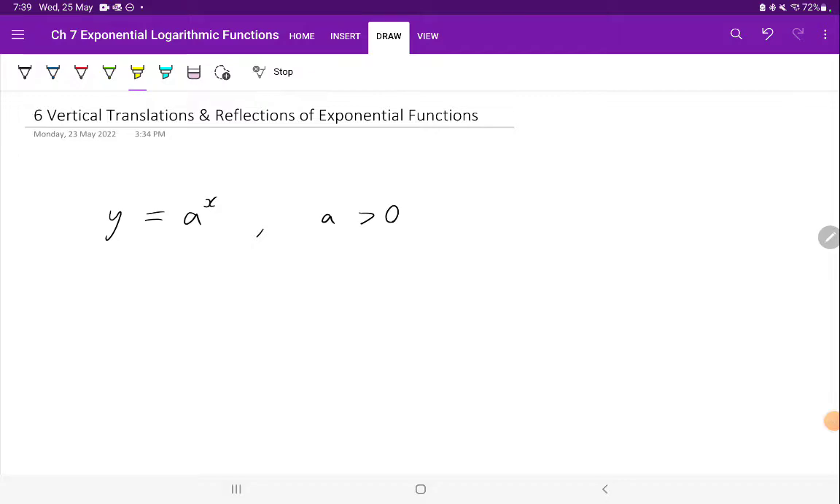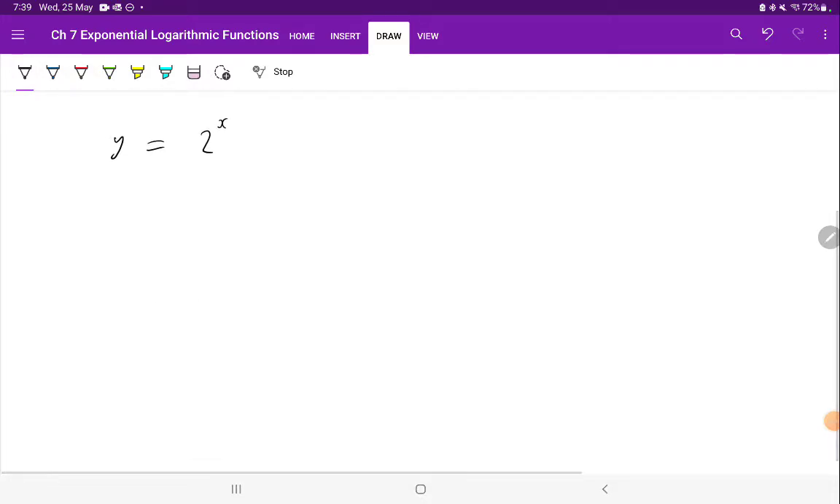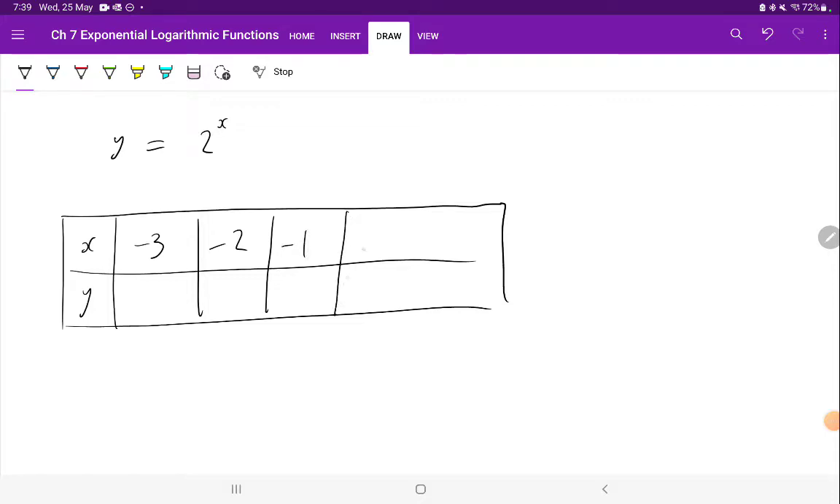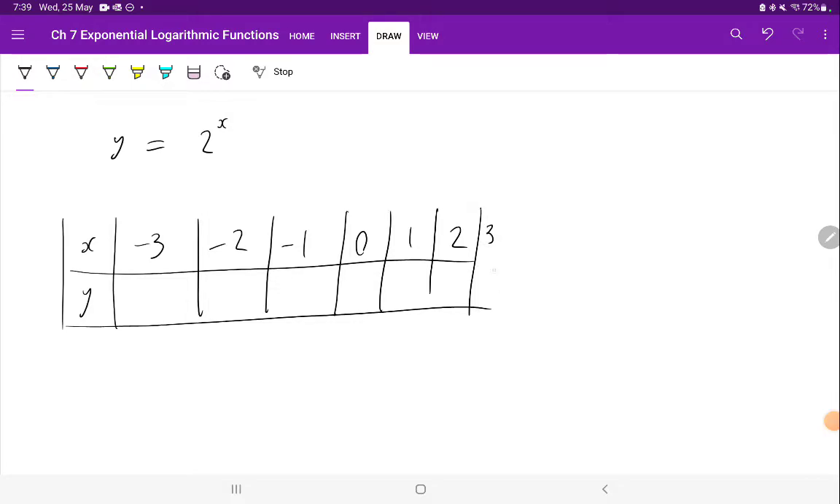So let's just get a sense of what it actually looks like. And I think the best way to do it is give an example. So let's look at the function y equals 2 to the x and use a table of values to actually work out some values of it. So let's draw up a table of values. Alrighty, so let's start from -3, -2, -1, 0, 1, 2, and 3. Might give myself a bit more space.